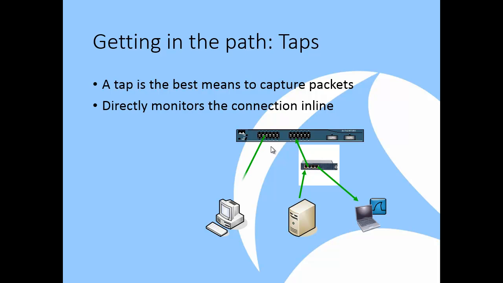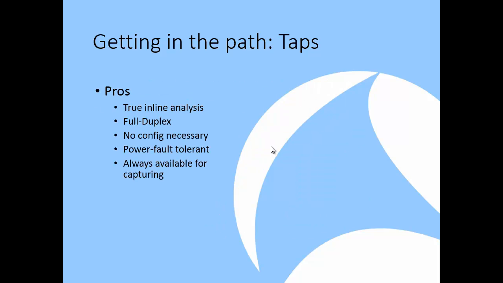All right, our next one, taps. Now a tap is something that physically goes in line on a connection. So here we see we actually physically break the connection between the server and the switch. We put the server on a network port on that tap, and then we have the tap going back into the switch. So it directly monitors the connection in line and lets us tap in or break that connection and listen in, sending those packets over to our analyzer.